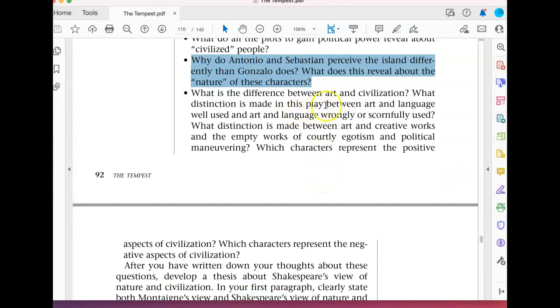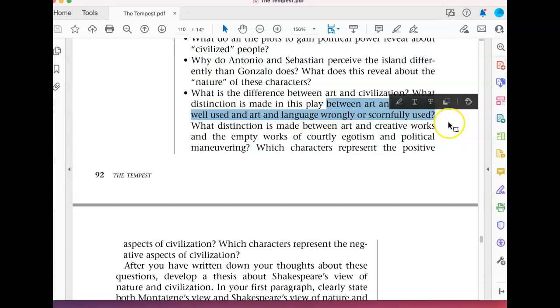This one here, I don't know what they mean by the difference between art and civilization. They certainly have distinctions between language well used and scornfully used, but keep in mind the scornful language of Sebastian and Antonio comes from their natures. Every bad word Caliban learned, he learned from Prospero, maybe a few from Miranda. So I'm never quite sure what's going on, but I do know what people say reveals who they are. And so how do they reveal their characters through what they say might be, in my mind, a better way of framing that question.